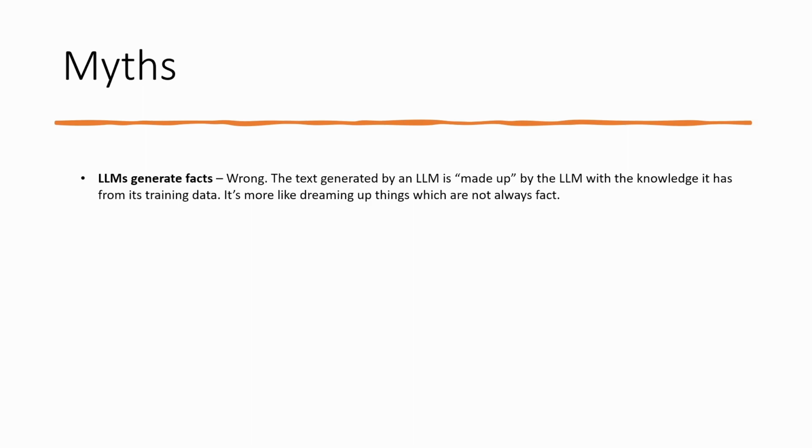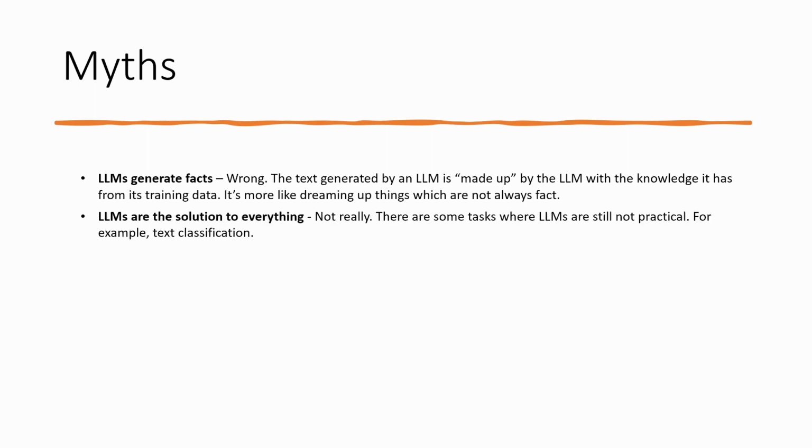Now let us look at some myths and facts of large language models. People say that large language models generate facts, which is wrong, because the text generated by a large language model is made up by the model with the knowledge it has from its training data, and it is more like dreaming up things which are not always fact. Large language models are a solution to everything, which is again wrong, because there are certain tasks which an LLM cannot do, or which are not practical enough, like text classification, for example.